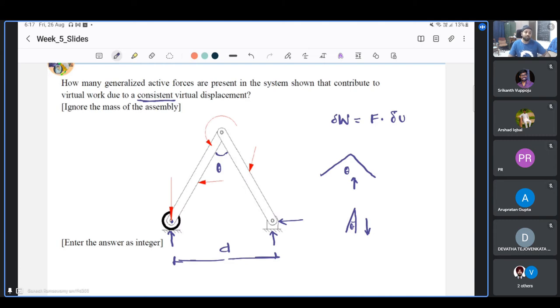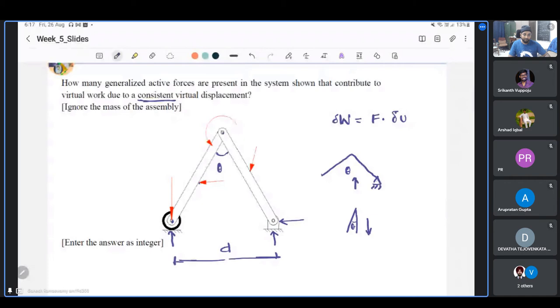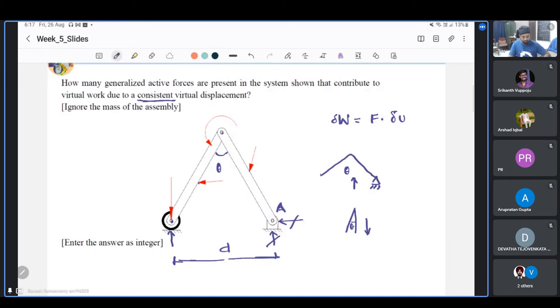In such a case, which are the forces that will actually contribute to the virtual work? If we consider these reaction forces, this is hinged at A, as we can see from the constraint. So there is no movement at A. So the virtual work contribution of the reactions applied at this point, call it A, is zero. So these do not constitute active forces.